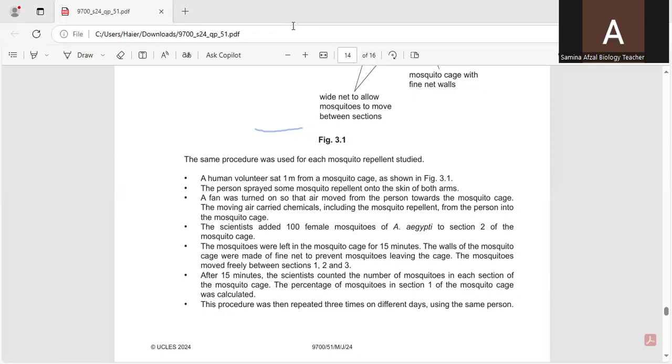The mosquitoes moved freely between section 1, 2, and 3. After 15 minutes, the scientists counted the number of mosquitoes in each section of the mosquito cage. The percentage of mosquitoes in section 1 was calculated. The procedure was then repeated 3 times on different days using the same person.